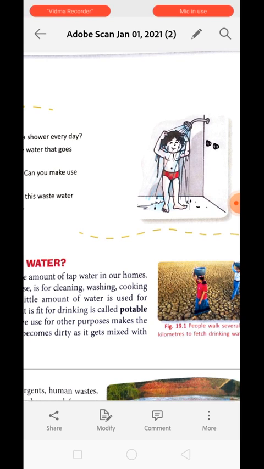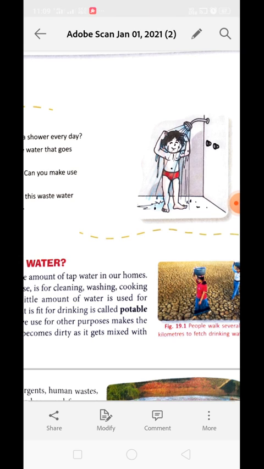Every day we use a large amount of tap water in our home. Most of the water we use is for cleaning, washing, cooking or bathing. Only a little amount of water is used for drinking. The water which is fit for drinking is known as potable water, which means the water that we can drink.